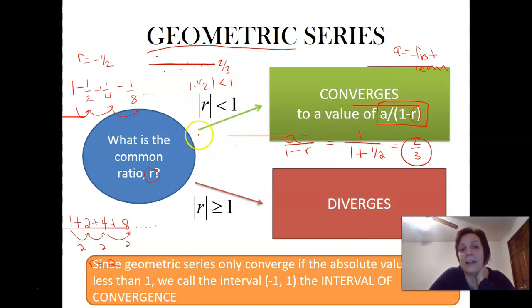Because there's this magic interval from -1 to 1 where geometric series converge, we call those numbers, the numbers from -1 to 1, the interval of convergence for any geometric series. And we're going to talk in a minute, that becomes a lot more important when the series is made up of not just numbers, but that's to come.